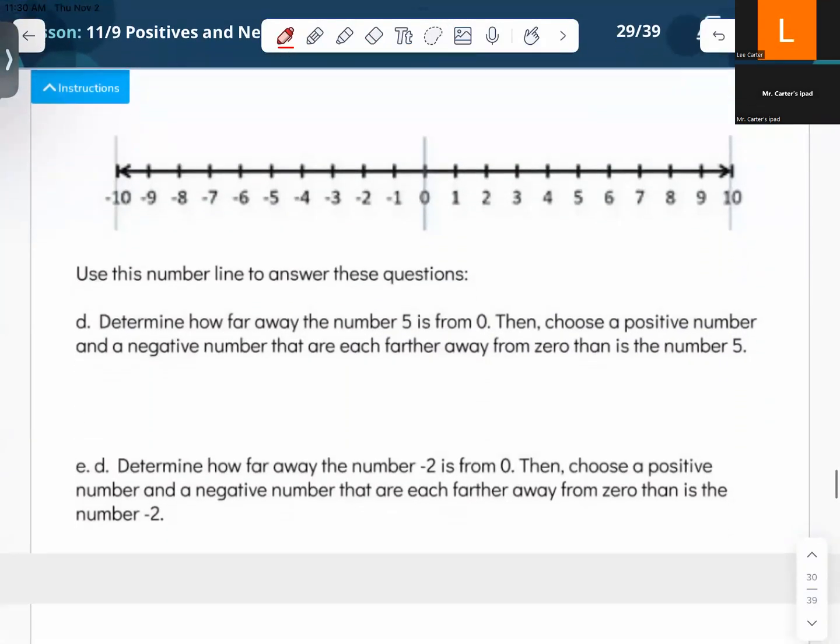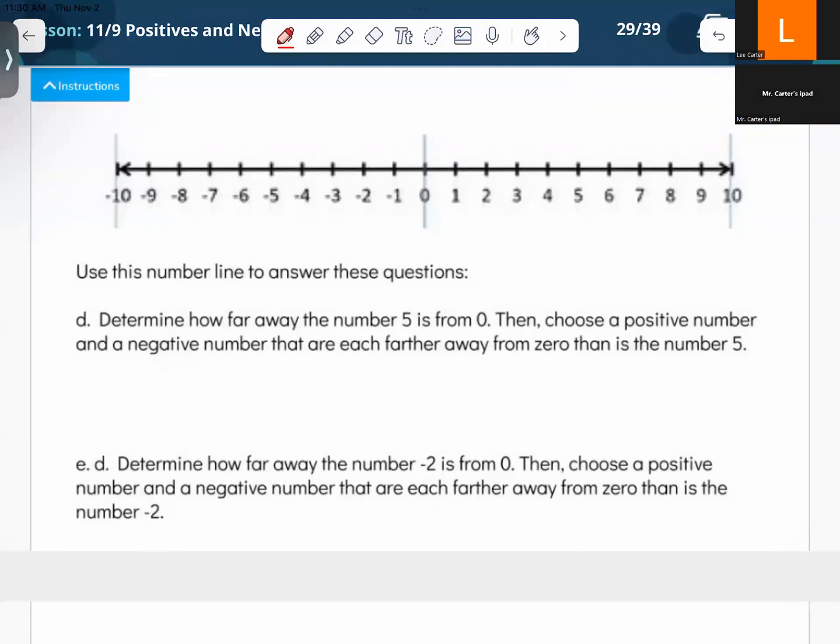All right, so the next one says use this number line to answer these questions. How far away is the number 5 from 0? Then choose a positive number and a negative number that are each farther away from 0 than the number 5. Then you're going to find how far away the number -2 is from 0. Then you're going to pick a positive and a negative number that are each farther away from 0 than -2. Okay, so do that and then look at the next slide to check.